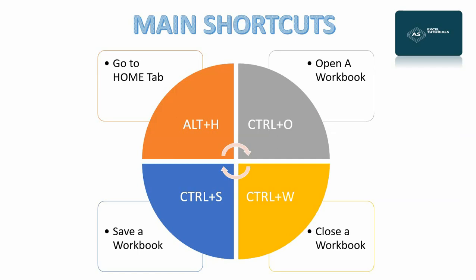Let's say you want to open a workbook, you'll be pressing Ctrl O. For closing a workbook, you'll be pressing Ctrl W. What about saving a workbook? Ctrl S. If you want to go to the Home tab, press Alt H.